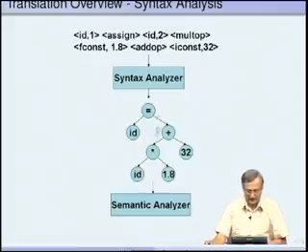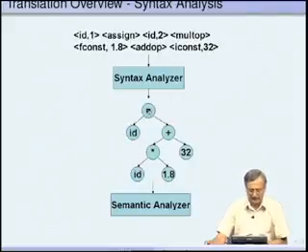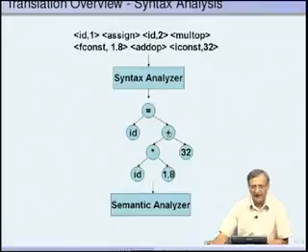So here is a syntax tree for the assignment statement. The assignment has left child as an identifier, the right child as a plus operator. The plus operator has left child as star and its right child is the constant, and then the star operator has identifier on the left hand side and then the constant 1.8 on the right hand side. Such intermediate syntax trees are produced and fed to the semantic analyzer.